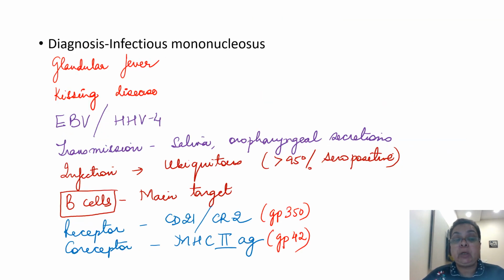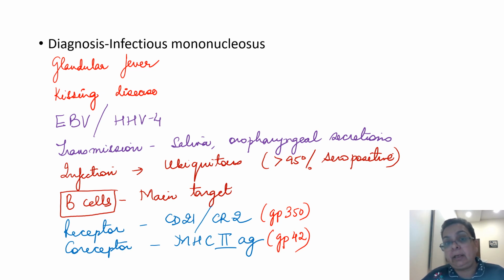Okay. So infectious mononucleosis, also called glandular fever, also called kissing disease, is caused by Epstein-Barr virus, which is human herpes virus 4. Transmission of EBV is classically via saliva or oropharyngeal secretions, and infection is ubiquitous. All of us already are infected with Epstein-Barr virus. Most likely, because we are living in India, we got the infection when we were very small children.